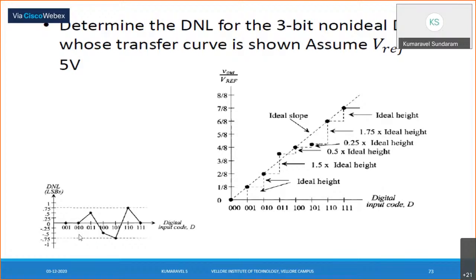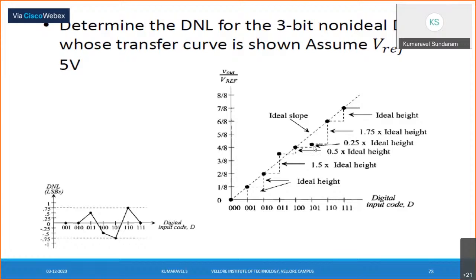If you look at the diagram at the bottom left-hand side, for 011 you have got 0.5 LSB. Similarly, for 100, the characteristic is 4 by 8, right? But the actual height is only 0.5 times. The ideal height should be 1 LSB, but it is only 0.5 LSB. So it is minus: actual height 0.5 minus ideal height 1 LSB. So it is going to be minus 0.5 LSB.